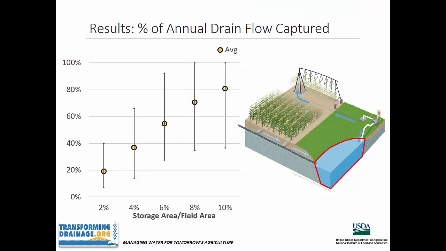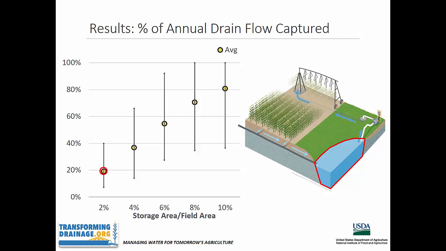So now let's look at some of the results. First, looking at results regarding the percent of annual drain flow that was able to be captured by the on-farm water storage. Again, this is the portion of flow that is captured and stored within the on-farm water storage. On this graph, as well as those following, we show the minimum, maximum, and then average values are indicated by the circles.